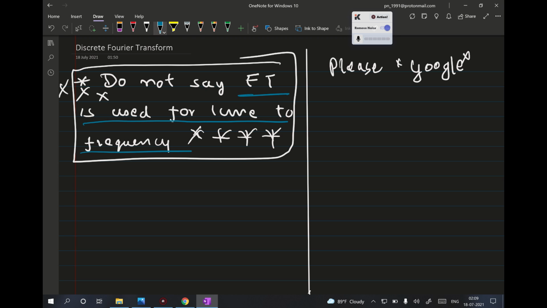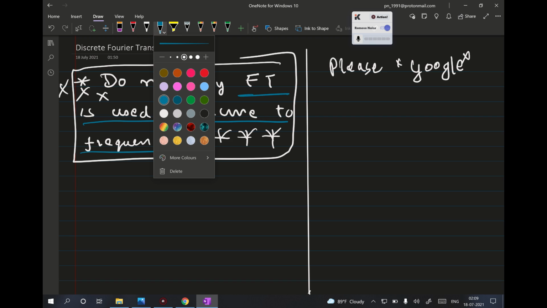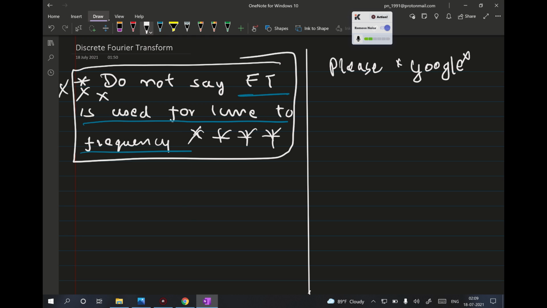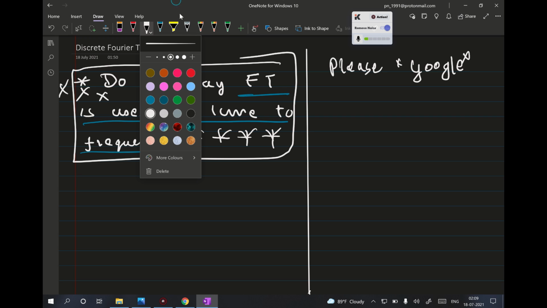Yes, it does if the provided data is time dependent data, but what if I give you spatial data? It is really a very narrow-minded answer if you say it is used for time to frequency. So if that is clear, let's see how the mathematical transformation works.